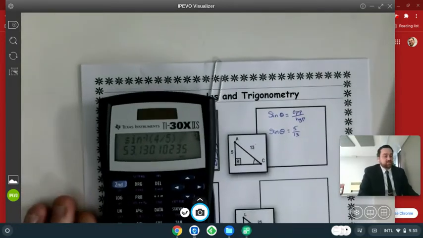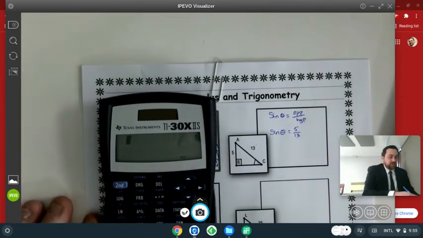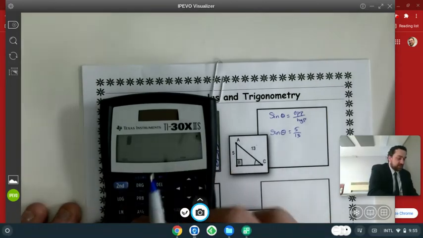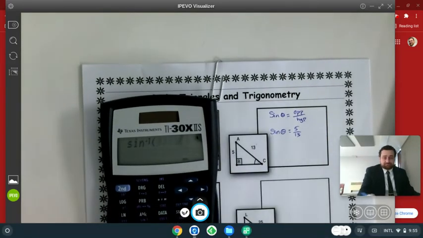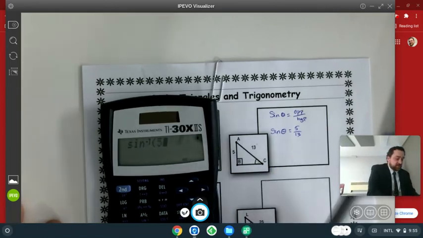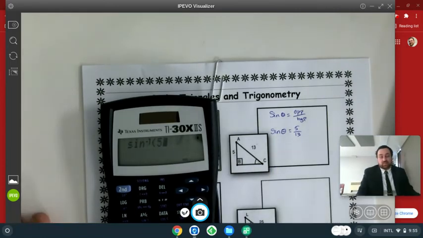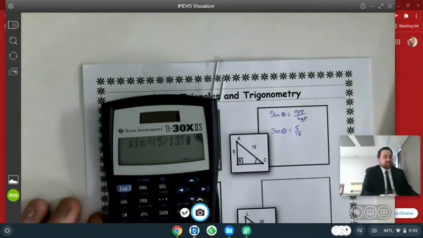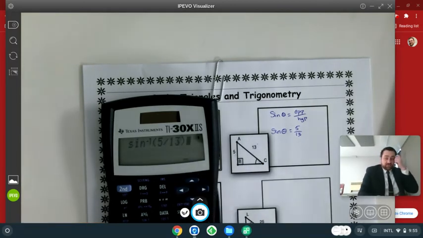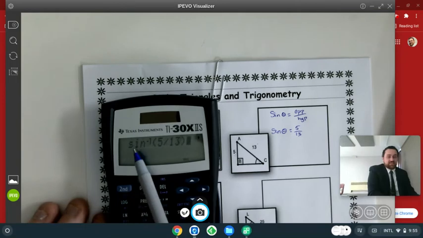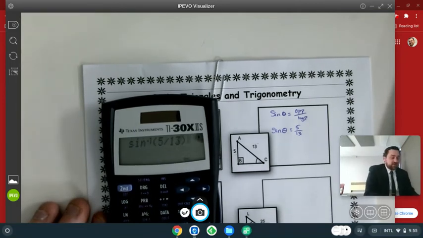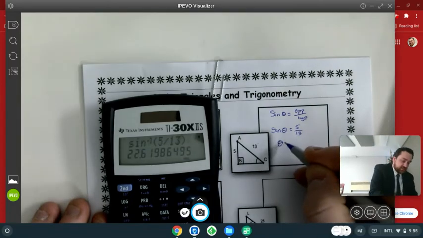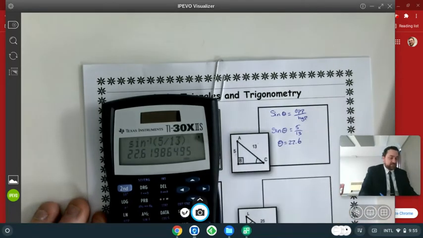Now once I get to this point, if I have a calculator that works this way, where I have to put in inverse sine first, then I can put whatever I want in the parentheses. I don't have to put a number in the parentheses. I could put my 5 divided by 13 in the parentheses and close the parentheses, and it'll do 5 divided by 13 for me first, and then take the inverse sine of it. So I could do it that way. 22.6. So theta equals 22.6 degrees.